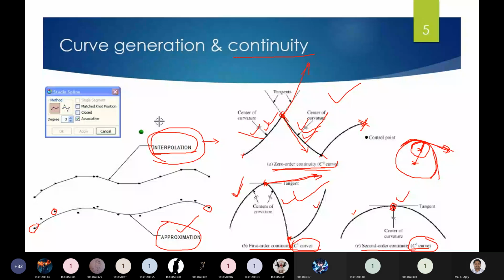So we also discussed different types of continuity. C naught continuity means various segments of the overall curve do meet each other at some common points. Whereas in case of C1 continuity, the segments not only meet or intersect, but also maintain a common tangent at the intersecting points. In case of C2 continuity, on top of the common tangency, they do have common center of curvature, which means the radius of curvature is the same for both the curves at the intersecting point.